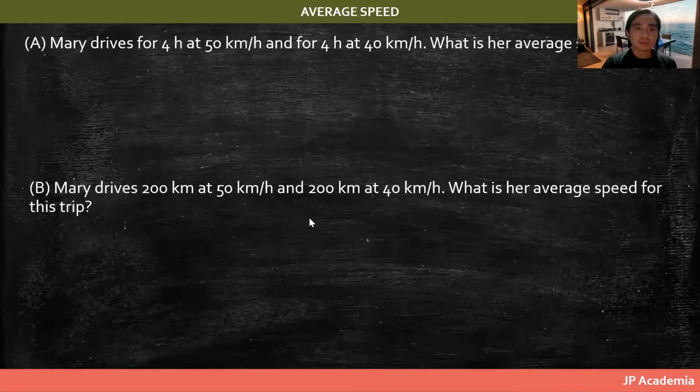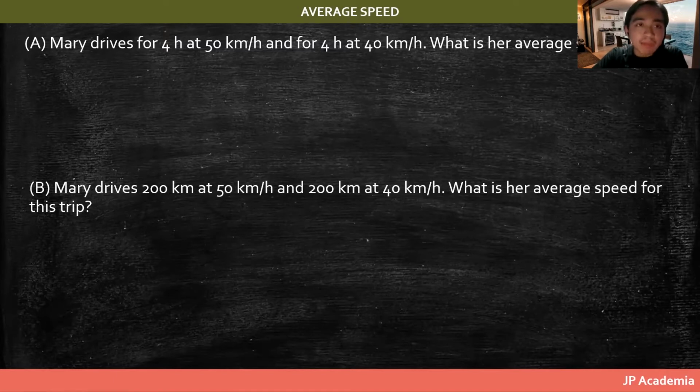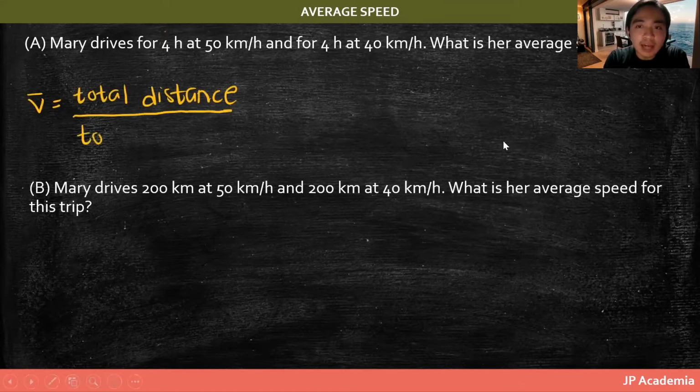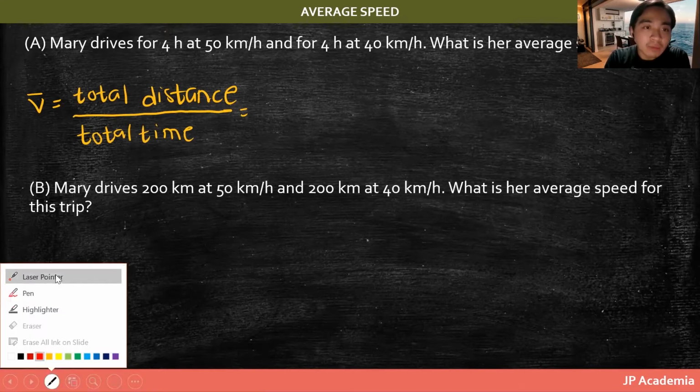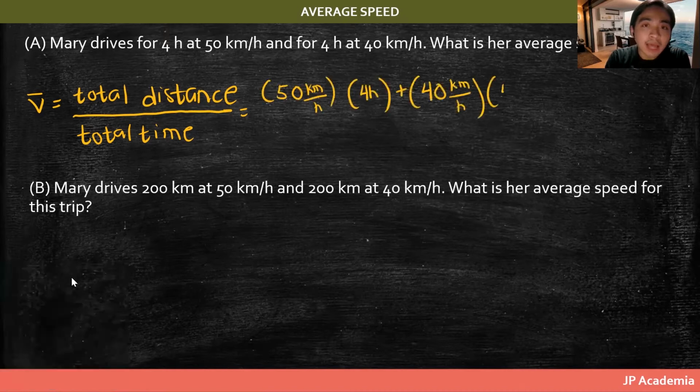So let's start. Okay, so for the first problem, for average speed, Mary drives for 4 hours at 50 kilometers per hour and for 4 hours at 40 kilometers per hour. What is her average speed? So kung maalala natin yung formula natin ng average speed, so ito yon. So total distance lang yan. Then divide mo ng total time.